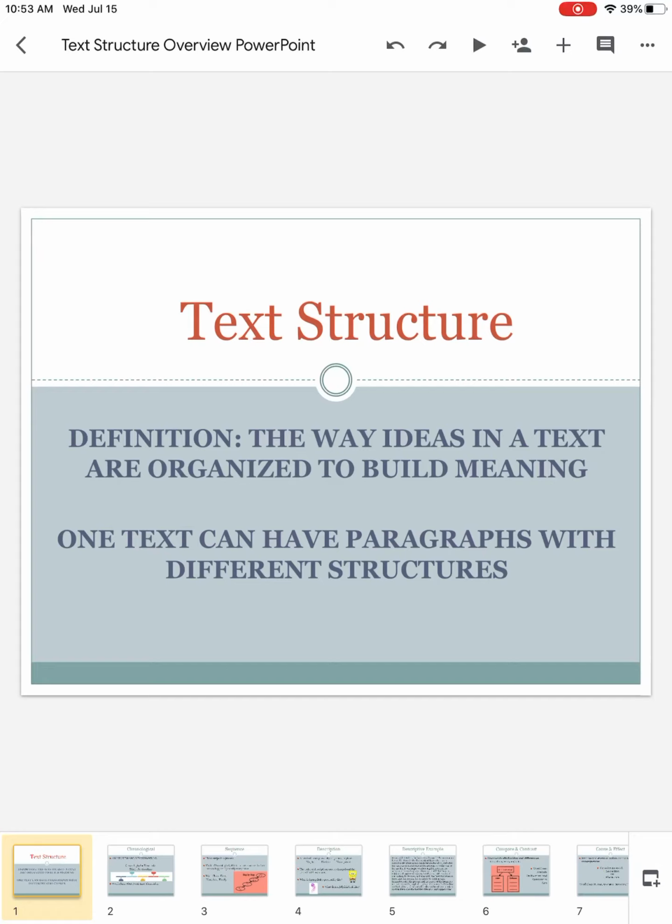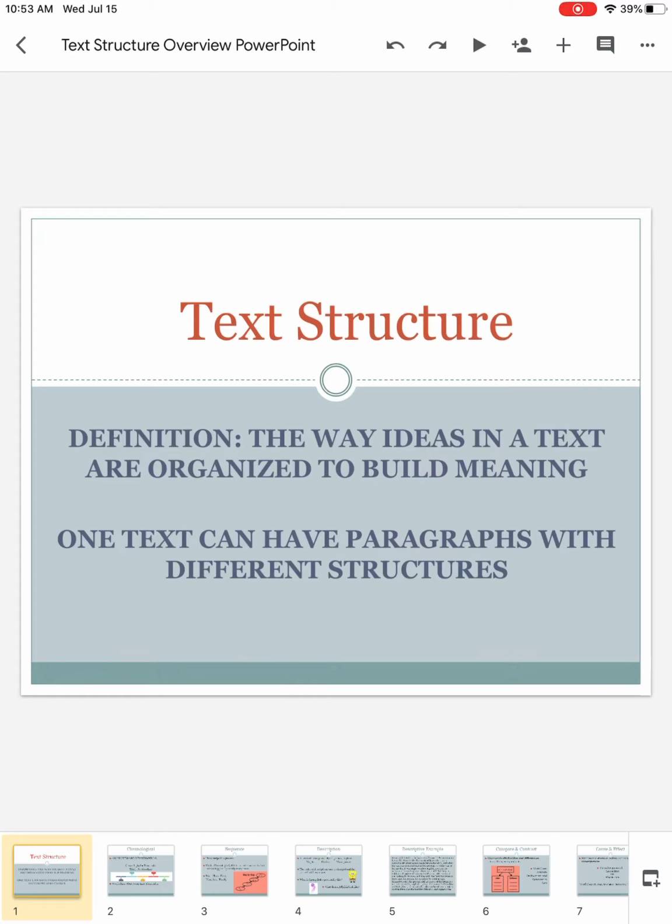Text structure is the way the ideas in a text are organized to build meaning. So we might confuse that perhaps with just paragraphing. Paragraphs do have a role in this, but ultimately we're thinking about the ideas and the way that the ideas within a text are being organized, and paragraphs can help us do that.